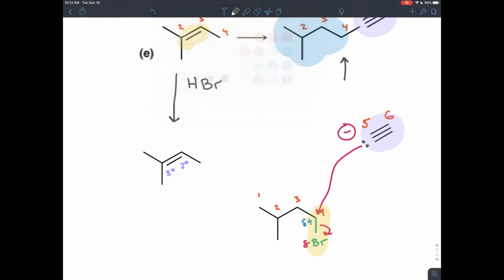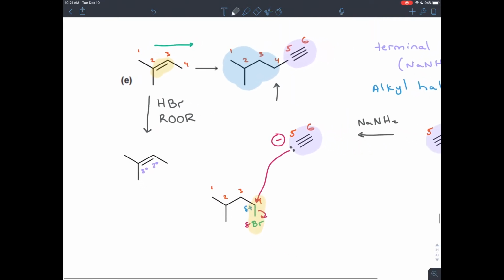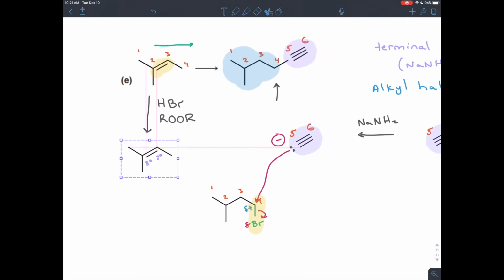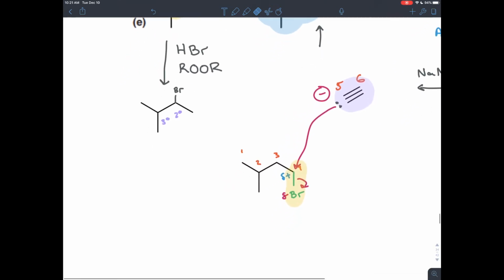That's the anti-Markovnikov product. So to get the anti-Markovnikov product, we just have to add peroxides to do that radical reaction. That will give us a bromine on this secondary carbon, and a hydrogen on this tertiary carbon. I'm not going to draw that in just because I want this structure to look cleaner and clearer, but it is there, it's just implied in the skeletal structure.